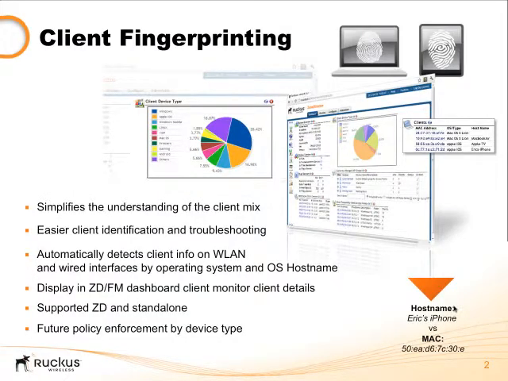Client fingerprinting is the way for the Zone Director system and standalone APs to detect not only the operating system, but the host name for each client detected. This makes it a nice visual representation of your client mix, which is available on your dashboard as well as in the client details page of your currently active clients. It's supported on both the Zone Director controlled APs and standalone access points. And you will see future enhancements that allow us to do more policy enforcement based upon these device types.